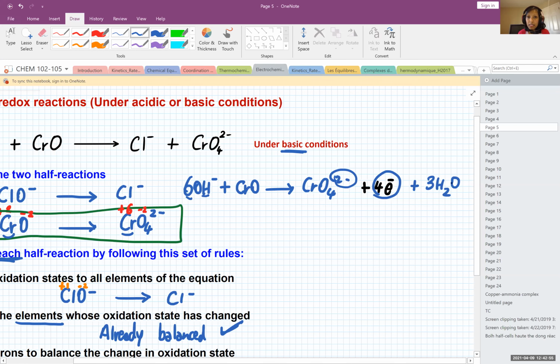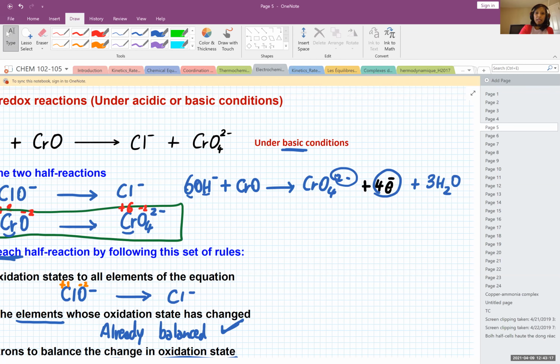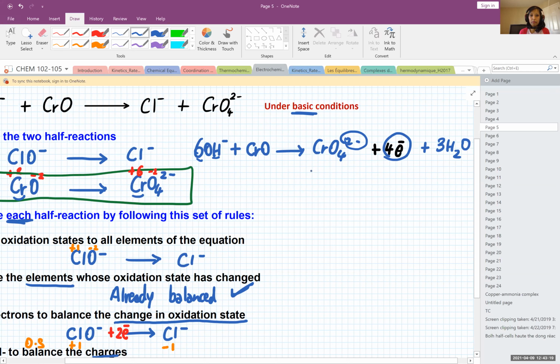Now let's check if oxygen is balanced. We've got 1 here and 6 here. So that's a total of 7. We've got 4 and 3. That is 7. So it is balanced. So the goal is to balance all the atoms, all the elements in your equation, and also all the charges. Okay. So this is our oxidation half reaction. Now we need to put them together.